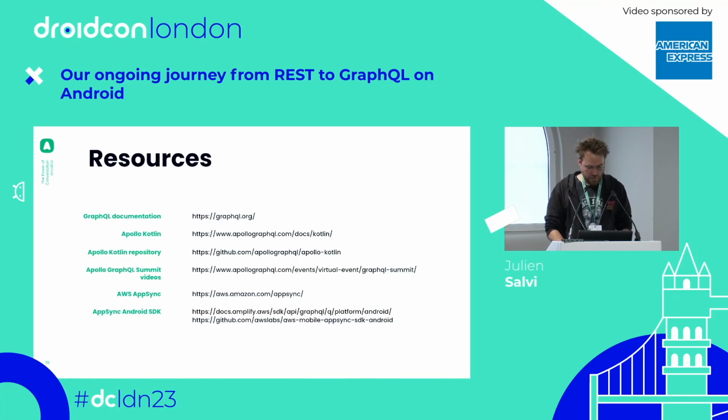Yeah, that's pretty much it. There is a bunch of resources: the classic Apollo documentation for Kotlin, generic GraphQL knowledge, the very nice video from the Apollo GraphQL Summit if you want to dig into some very deep tech around GraphQL, the AppSync documentation and so on.